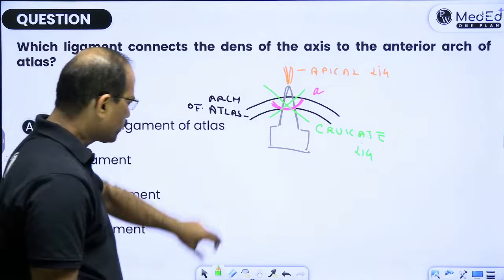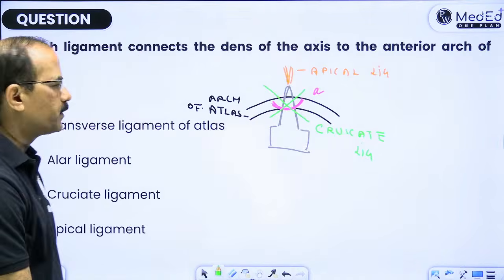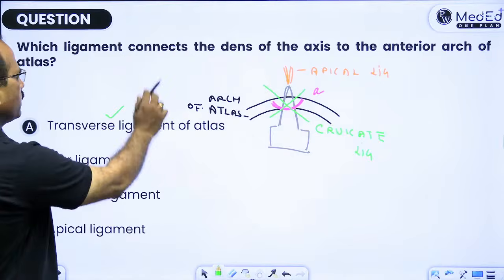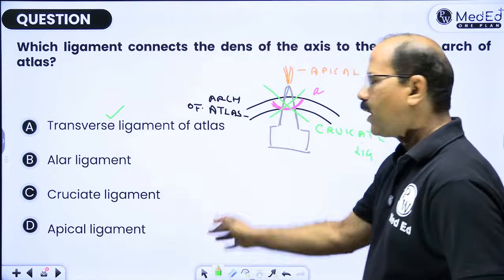But ये clivus को attached होता है. वो यहाँ पे attached नहीं है. It's attached to the clivus, ऊपर होता है clivus पे. So answer for this is the transverse ligament of dens. Transverse ligament. अपाइकल नहीं है बच्चे.